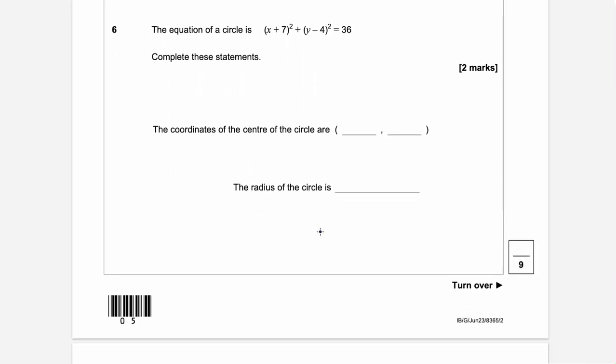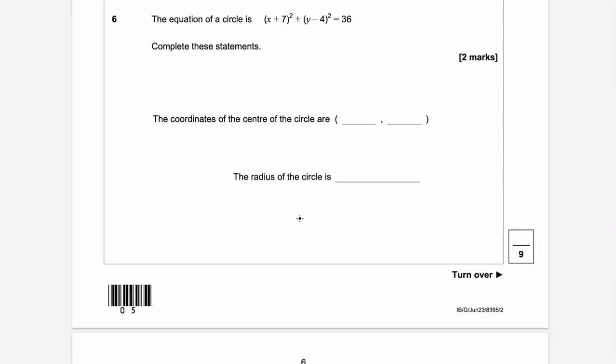Okay, question 6. The equation of the circle is this. Complete these statements. The coordinates of the center of the circle are, okay, guys, we should just definitely know this. The coordinates of the center, so it's -7 and 4. It's kind of like the opposite signs of what you see here. And the radius is the square root of 36, which is 6. There we go. That's it.